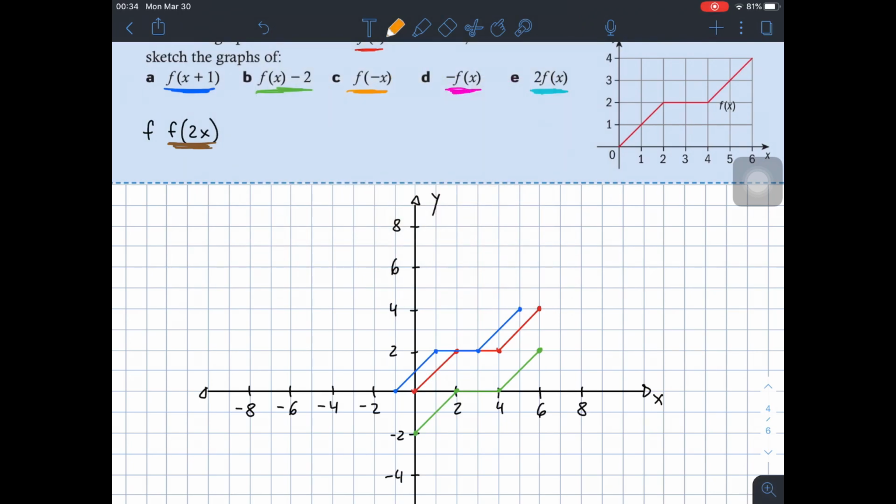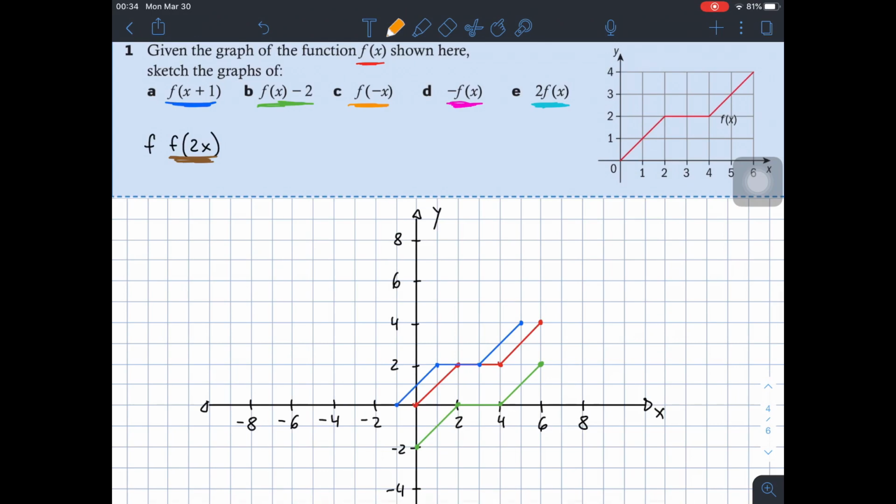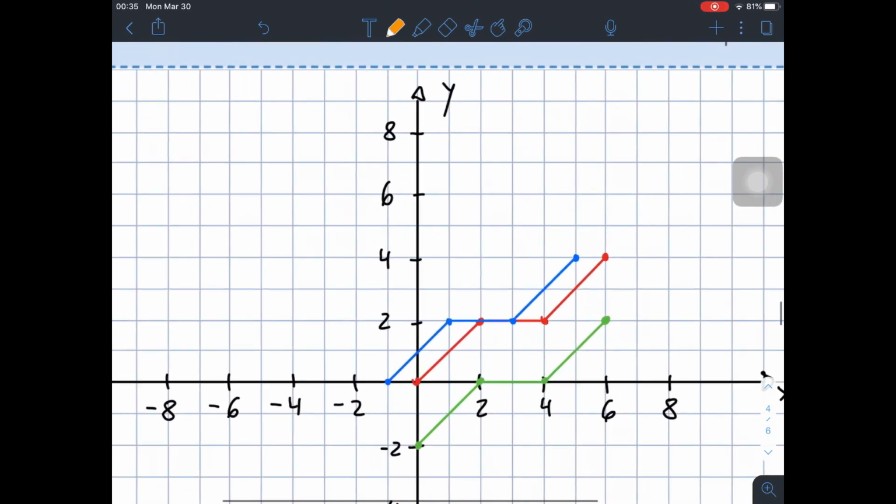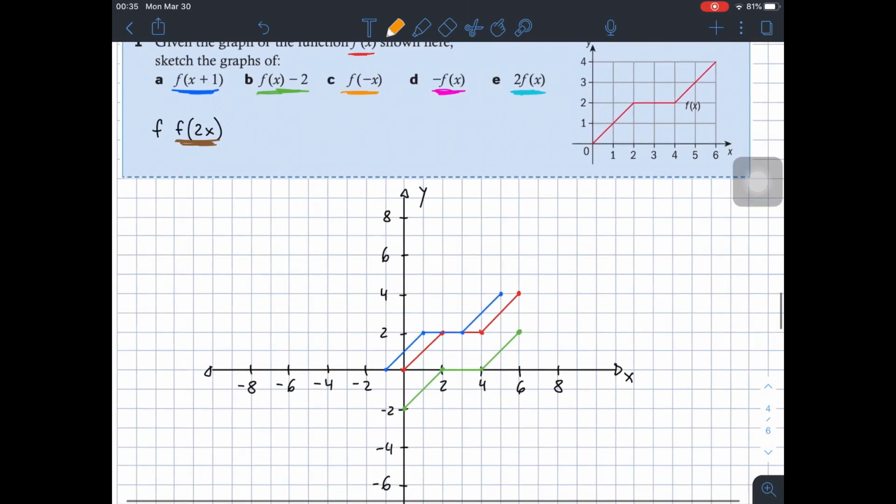Okay, then we have part C, which is f of minus x. If you remember from the transformations, this minus x means that all of the values of x would change the sign. And what do you think should happen if we change the sign of x? We're having a reflection with respect to the y-axis.